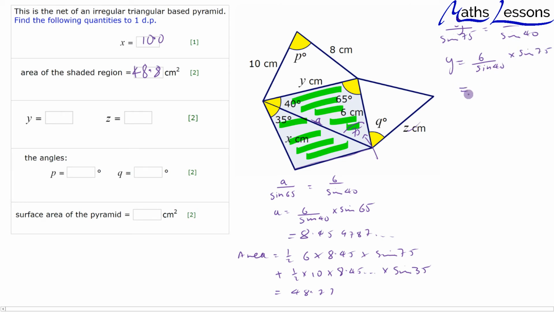I won't do all that on the calculator. It comes out to be about 9.016. So to one decimal place, it's 9.0. You just type this into the calculator as you see it on the screen.